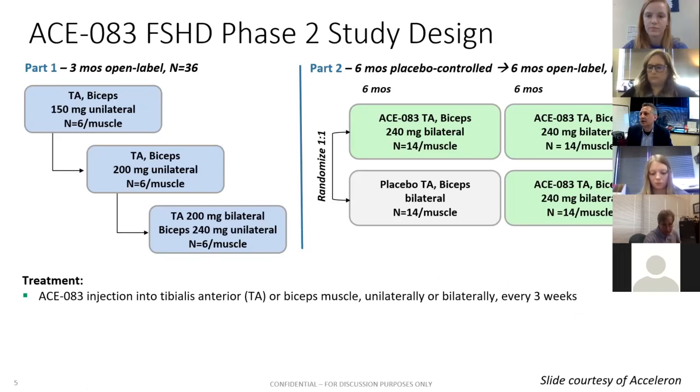The second part of the study is a traditional placebo-controlled study. This means that people either were going to be on placebo or drug. They used the dose that they determined from that first part of the study, which was the largest one, the 240 milligrams. They did it bilateral, so you either entered and got injected in your biceps or your TA, but you wouldn't have known whether you were getting the drug or something else.